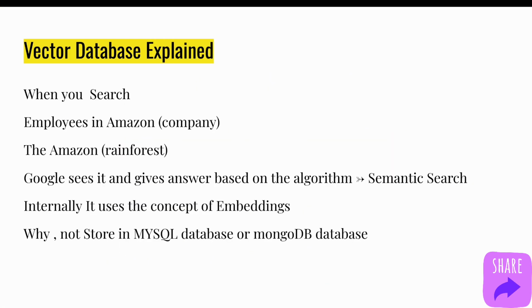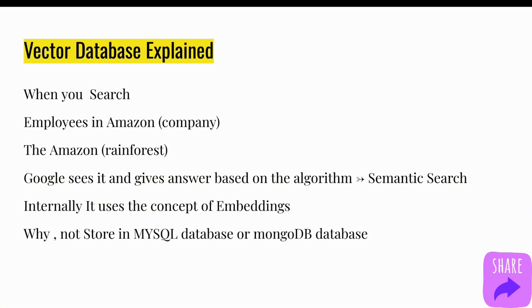Okay. Suppose when you search in Google, employees in Amazon and the Amazon rainforest, both have different aspects. Suppose you search Amazon, both will come. Suppose you search employees in Amazon, you can see there is no such result about employees in the rainforest. So it is not like the perfect embedding is being passed. Okay, leave this. Suppose Google sees your query.